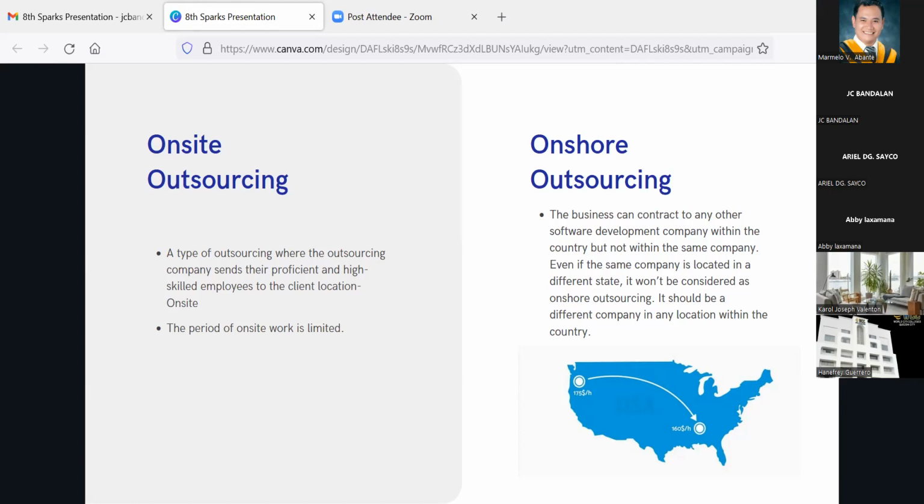On the other hand, the opposite naman ng on-site is of course onshore outsourcing. The business can contact or contract any other software development company within the country but not within the same company. So parang third party rin to, outsourcing lang ng services or products ng company para ma-resolve yung any issue or to do the project itself.